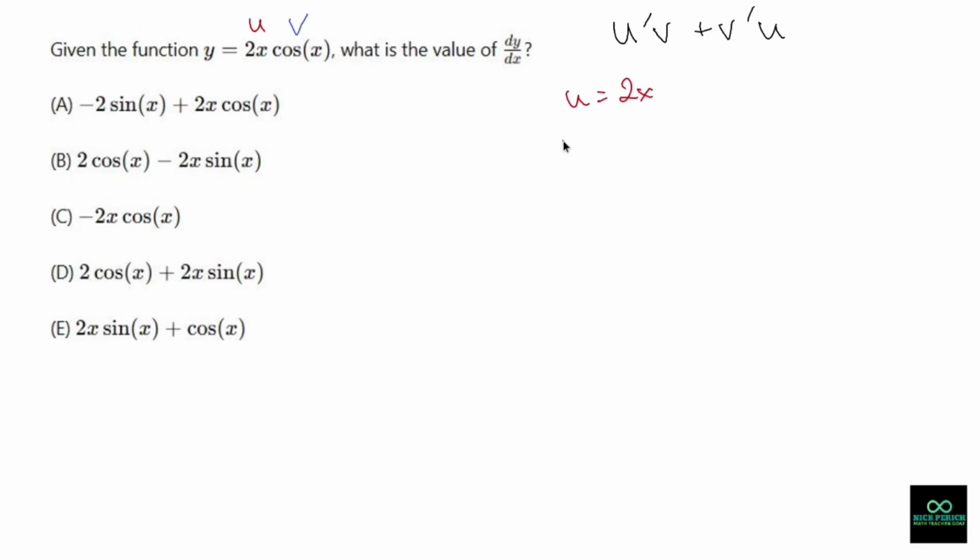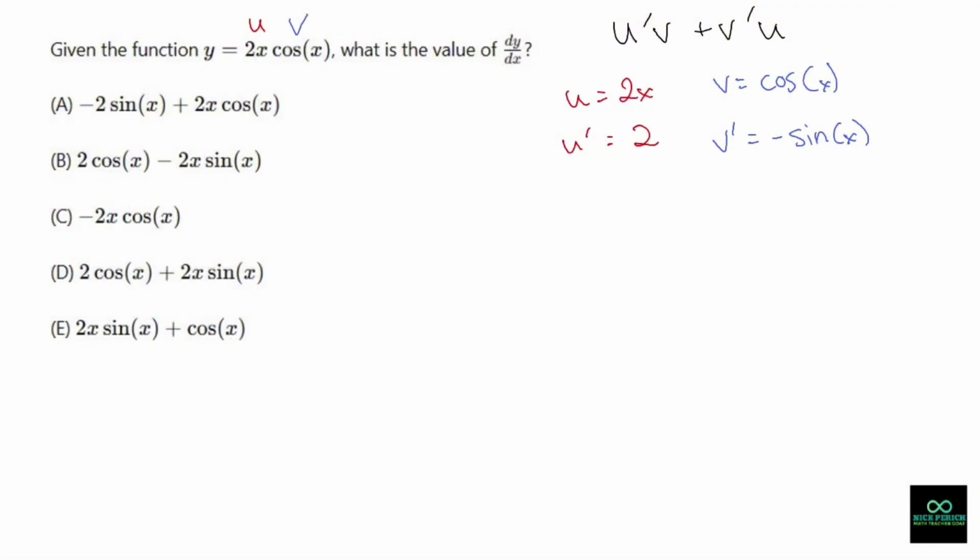If I want to find out what u prime is, I'm going to use the power rule and take the derivative of 2x, which is just regular old 2, no problem there. I called v cosine x. The derivative of cosine x, v prime, is negative sine x.